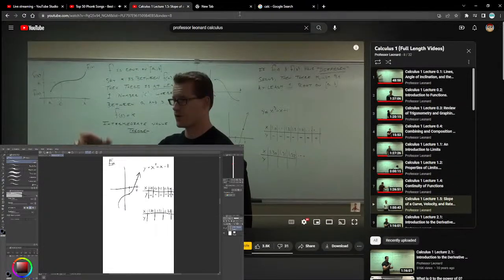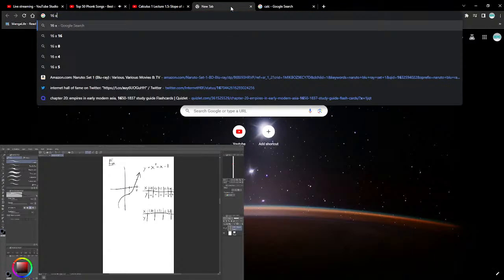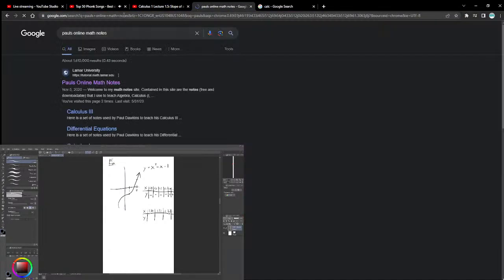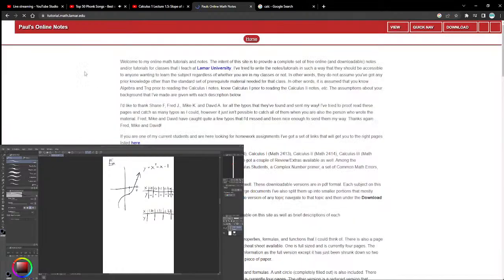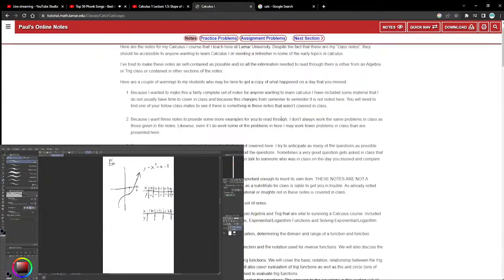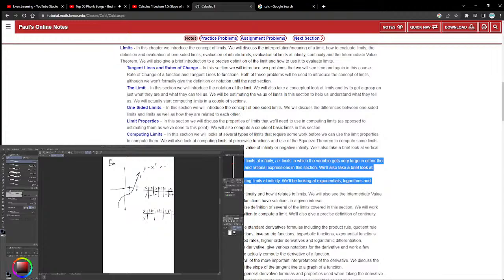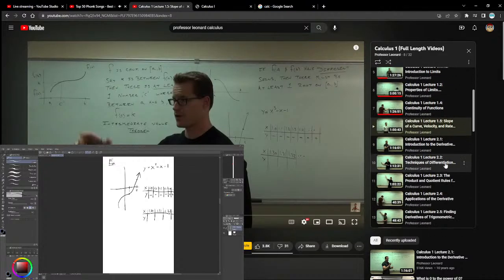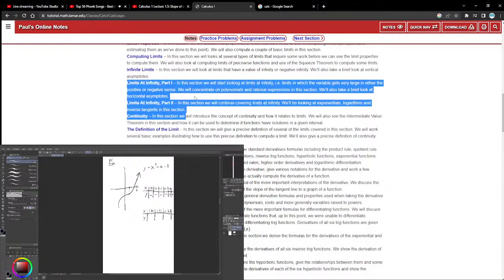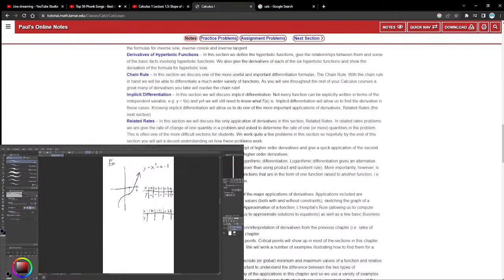Okay, so what I'll do is I'll go back to puzzle and math notes. Okay, and then I'll do Limits of Infinity Part 1, Part 2, Continuity. Then I'll watch this video, and then do Definition of the Limit. And then I'll move on to derivatives, which I have no idea what they are. So that's kind of cool.